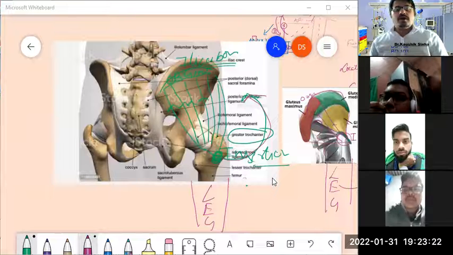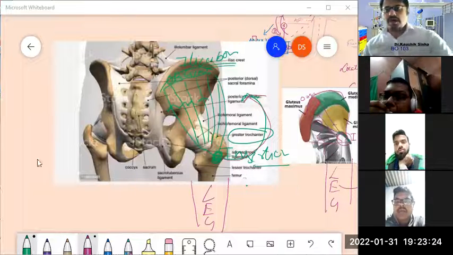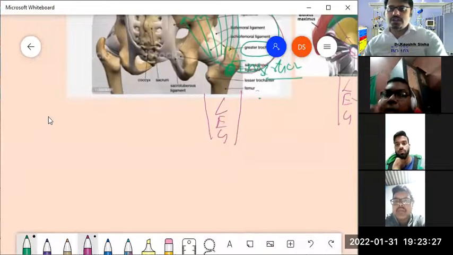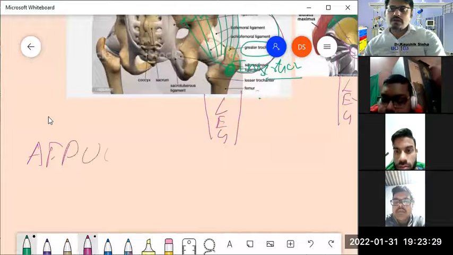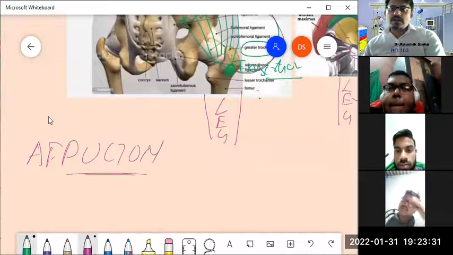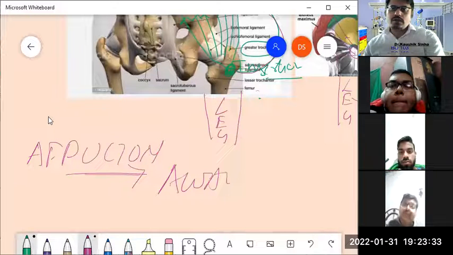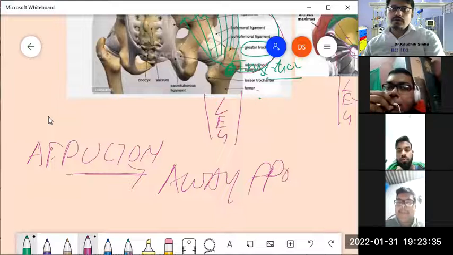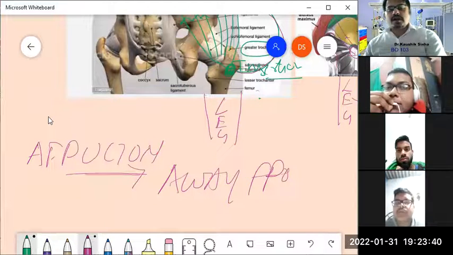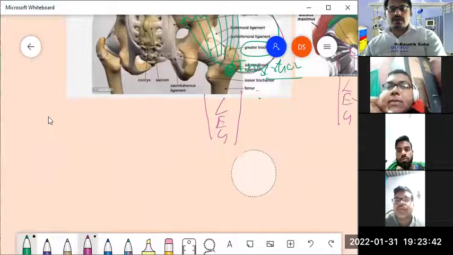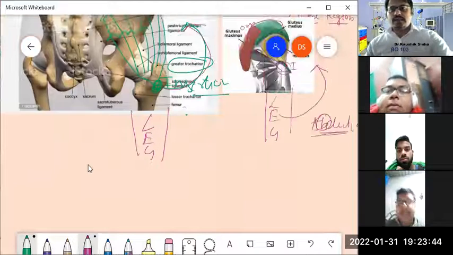Sir, away from the midline. Okay. So in adduction, you are telling that the movement is away. No, sir. Adduction is movement towards, and abduction is movement away. Correct. Yes, sir. Abduction. Correct. So I probably heard you wrong in the first one.